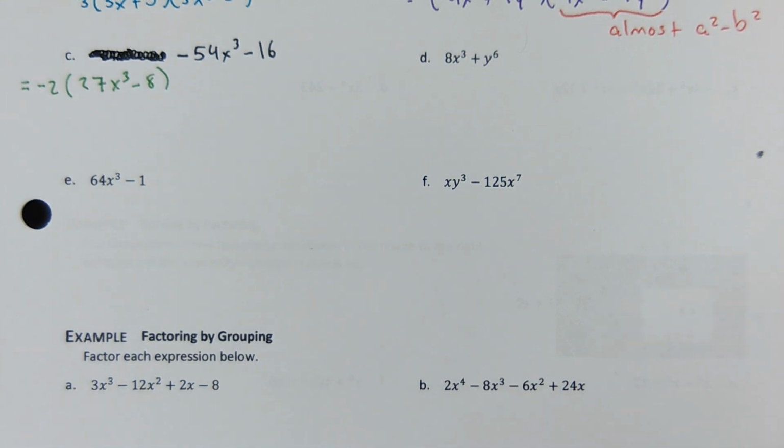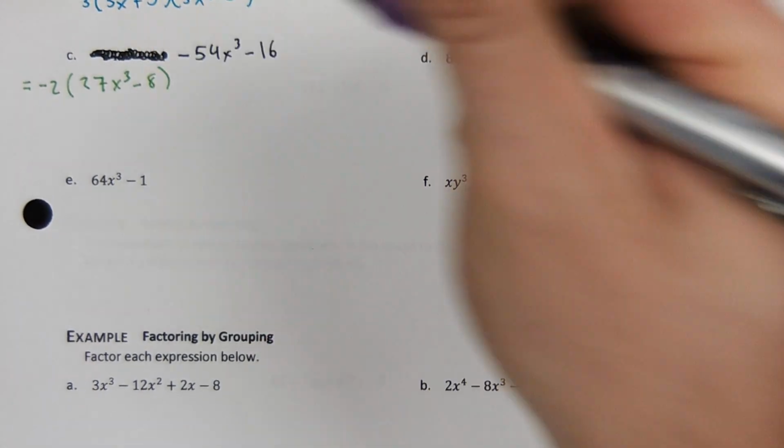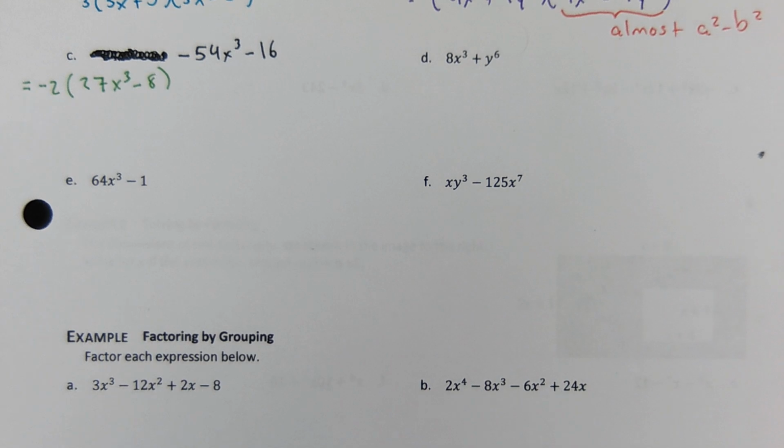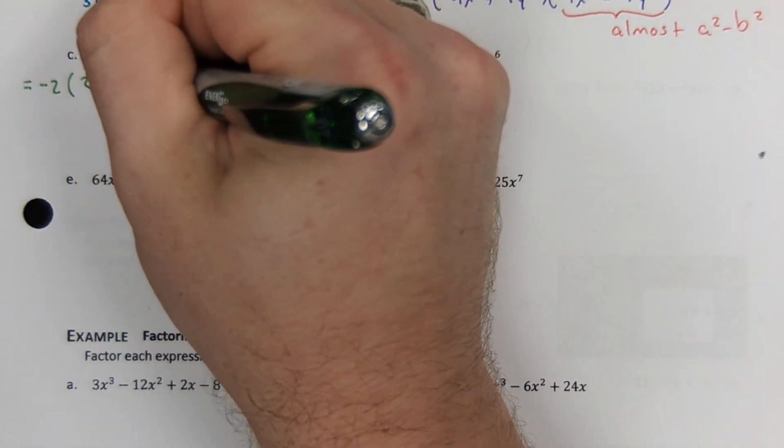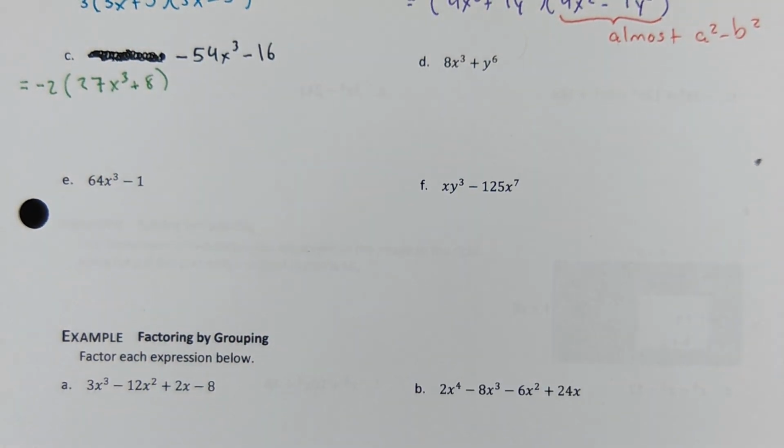And hopefully it jumps out at you that the numbers 27 and 8 are both perfect cubes. This is an a cubed minus b cubed situation. Oh, yes. Good call, because that would have changed everything. So it's a cubed plus b cubed. Thank you so much.